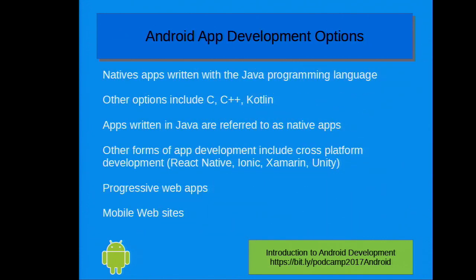The Android application development options: native applications are done in the Java programming language. You do have the ability for things like C and C++, which is called the native development kit. There's also Kotlin, which when I did this was kind of an optional language, but is now considered a first-class language. Android Studio fully supports Kotlin and Java, and you'll notice now a lot of Android tutorials do their code in Kotlin as opposed to Java. Apps written in Java are referred to as native apps. There are other forms out there, things like React Native, Ionic, Xamarin. There's Unity if you want to do game development. There are progressive web apps and mobile websites.